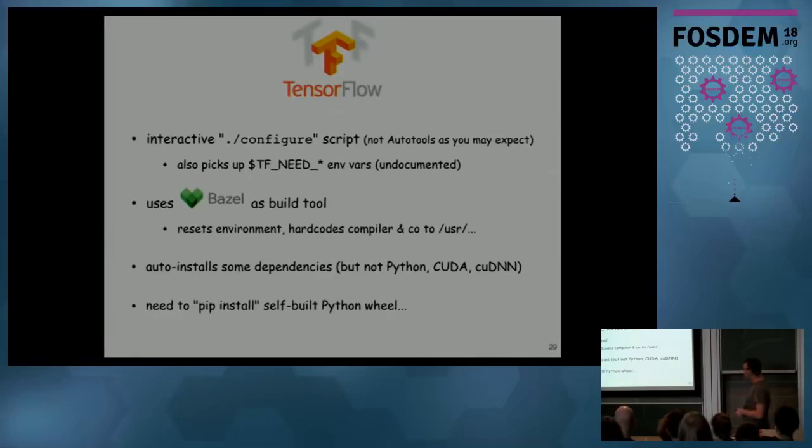It's not there. They use Bazel as a build tool, so they get all the niceness that Bazel gives you. It resets the environment, hardcodes the compiler, and include files and libraries to /usr, and so on. It auto-installs some dependencies, so it does a wget basically for a lot of stuff like SWIG and other things it needs to build. It does that for most of it, not for Python, not for CUDA, not for cuDNN. You have to do that yourself. Well, these two have a reason, a very good reason.